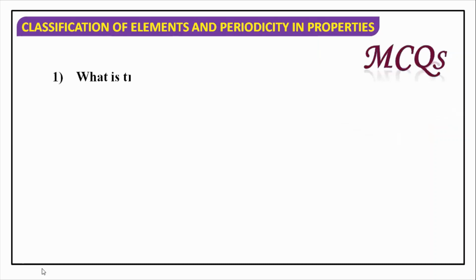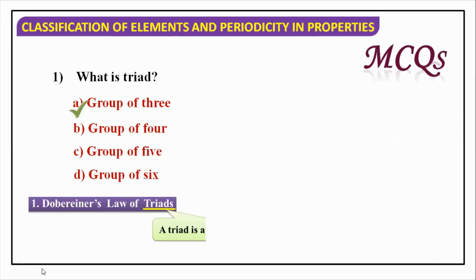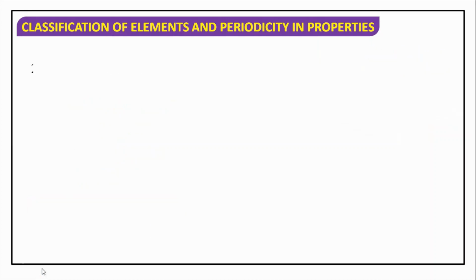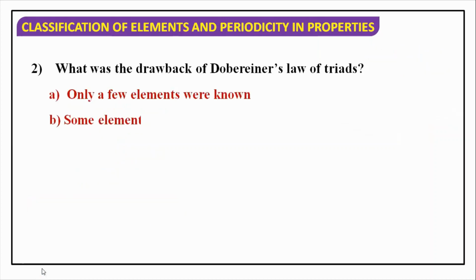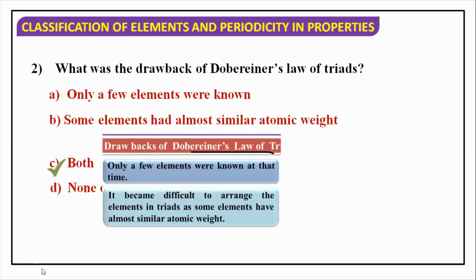Let us do some questions based on this law. What is a triad? The answer is a group of three. Then we have drawbacks. What were the drawbacks of Dobereiner? Only a few elements were known, same atomic weight, both, and none of these. The answer is none of these. Only a few elements were known, and mostly there were few elements which had the same atomic weight.